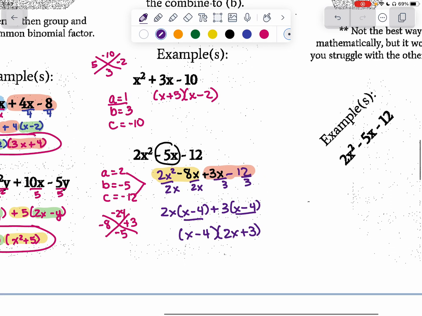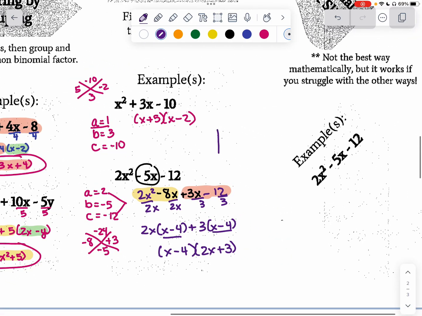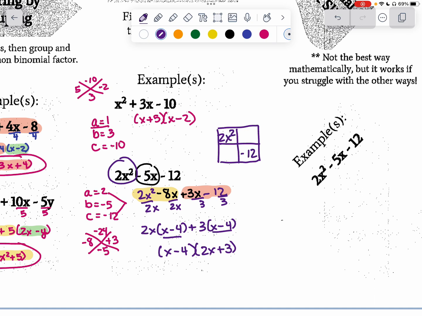Again, if you want to think of this using the area model, it might be a little easier for you. So we're going to take the 2x squared and put it in the top left, the negative 12 and put it in the bottom right. And then we're going to split that negative 5x up, just like we did here with these two numbers, minus 8x plus 3x. And then you just look to see what these two have in common. They share a factor of 2x. These two share a factor of 3. These share a factor of x. And these share a factor of minus 4. So either way, we end up with 2x plus 3 times x minus 4. Same thing.